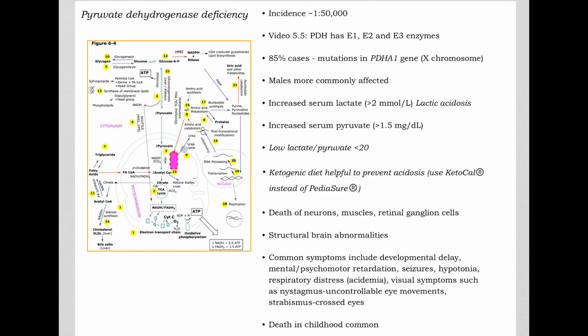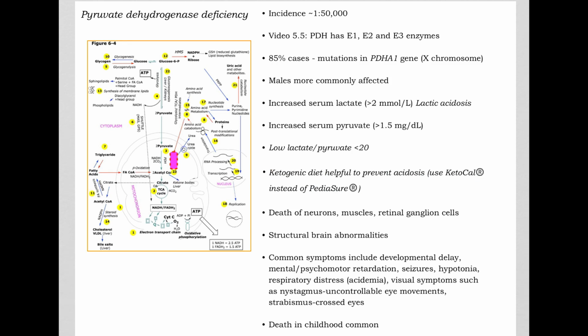As mentioned earlier, lactic acidosis can be a very dangerous condition. So for infants with this disease who have lactic acidosis, it has been found that giving them a ketogenic diet, for example using KetoCal for infants rather than Pediasure, helps. Pediasure has glucose inside, so it is more of a carbohydrate-rich diet compared to KetoCal. So by giving KetoCal, we can prevent the acidosis.